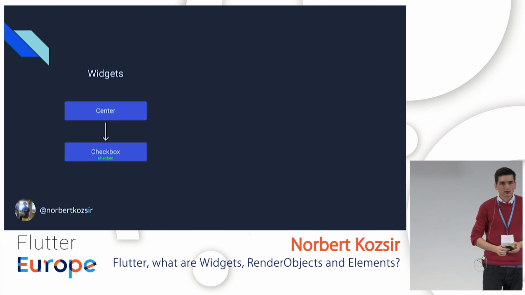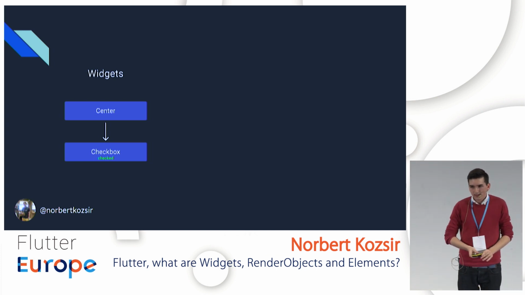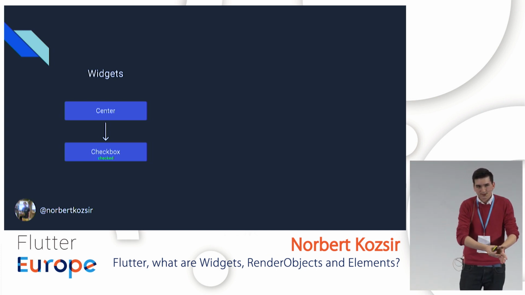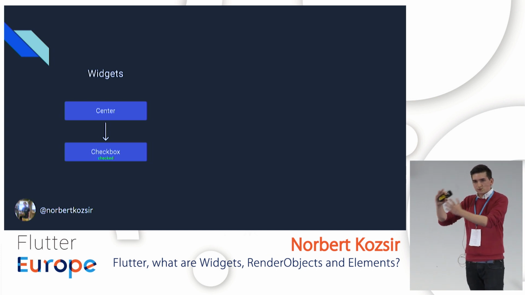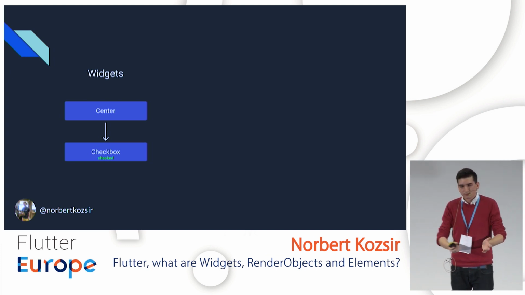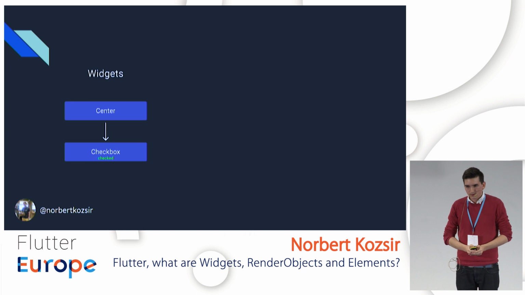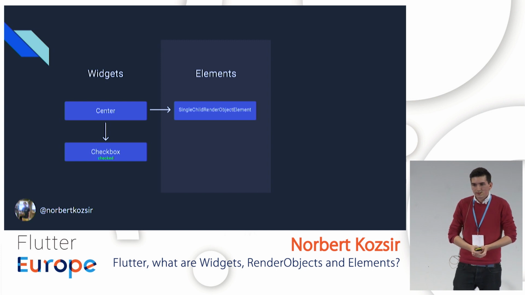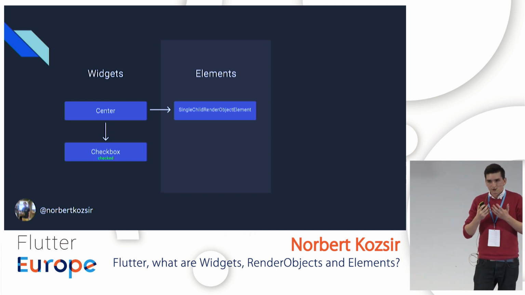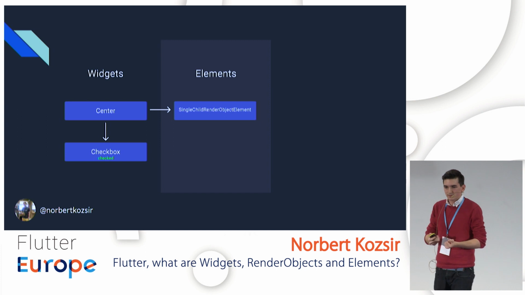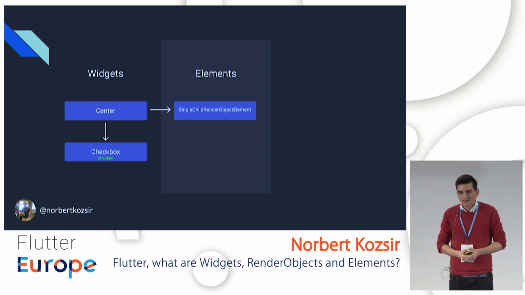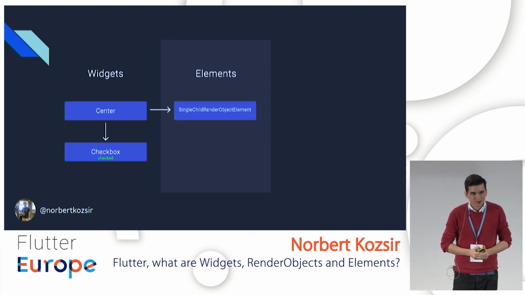So let's take a quick look at how an app might take those widgets and convert those to the render objects, which later produce all those commands we need. Consider this example where we have a center and a checkbox which is checked. First off, the center is asked, because it is the topmost widget, to create an element. In this case, the element is a single child render object element.